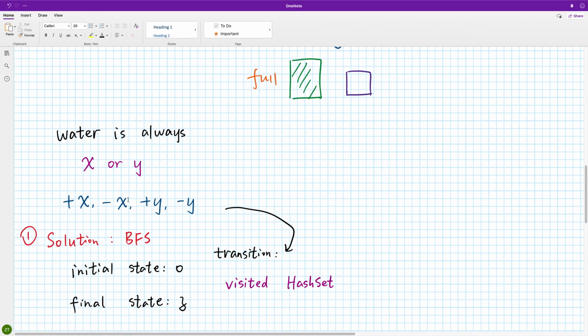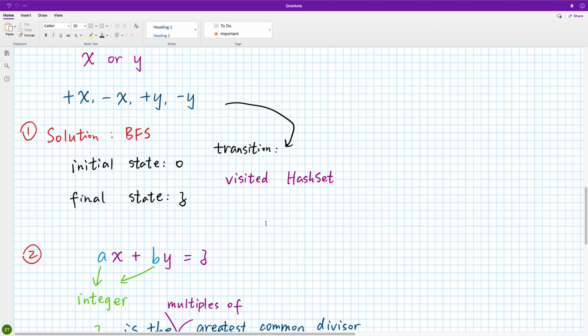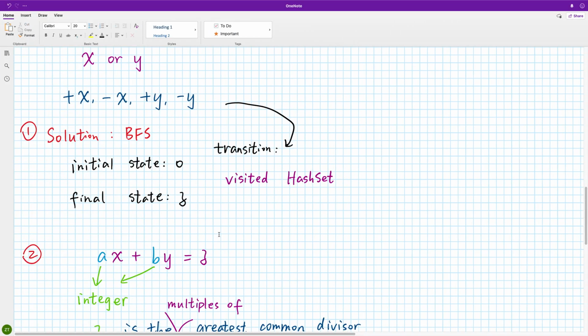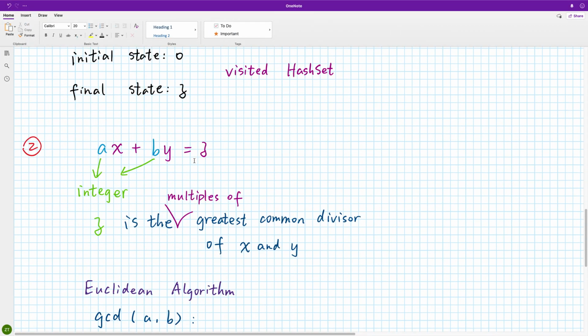As long as we know every transition is just x or y, we can convert this question to an equation. We have to find a and b, which are integers, such that ax plus by equals z. According to this theorem, let a and b be integers with greatest common divisor d, then there exist integers x and y such that ax plus by equals d. More generally, the integers of the form ax plus by are exactly the multiples of d. So that means we just need to check whether z is a multiple of the greatest common divisor of x and y.